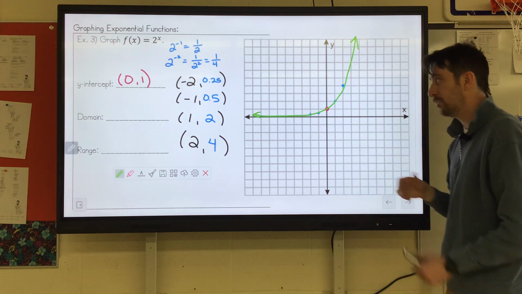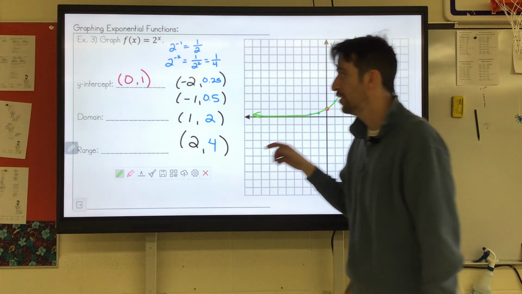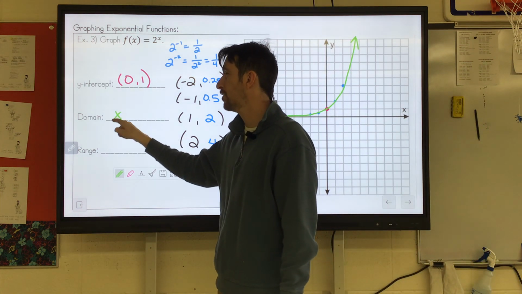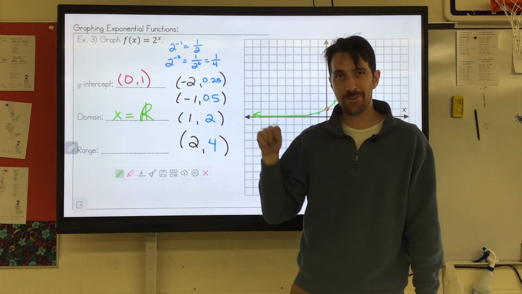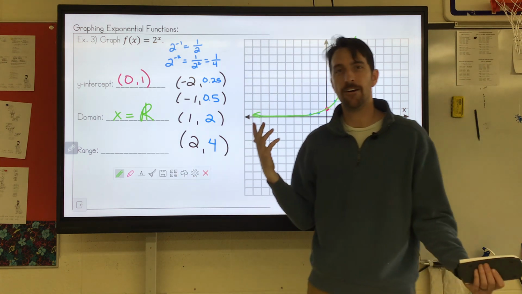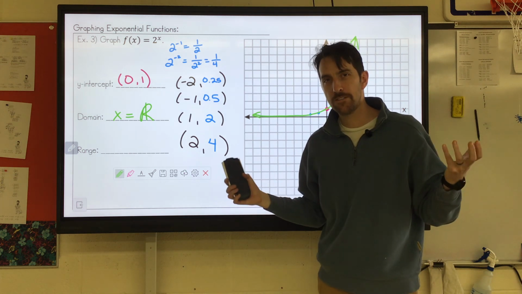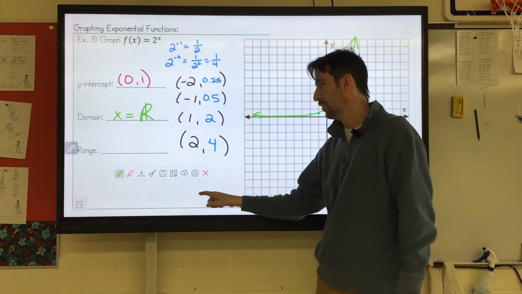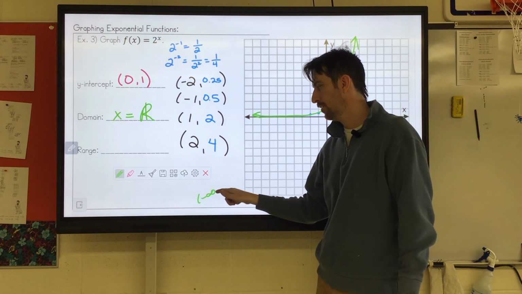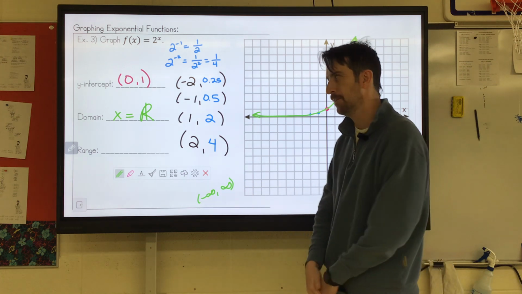Domain is your x values. It can be anything. This goes forever to the left, forever to the right. So we could say that the domain is x equals all real numbers. And you could just write a capital R with a line down it, kind of like a dollar sign with an R. And that would say all real numbers. There are other ways that you can write it when you get into Algebra 2. Use what's called interval notation. It's like negative infinity to positive infinity. That also shows all real numbers.